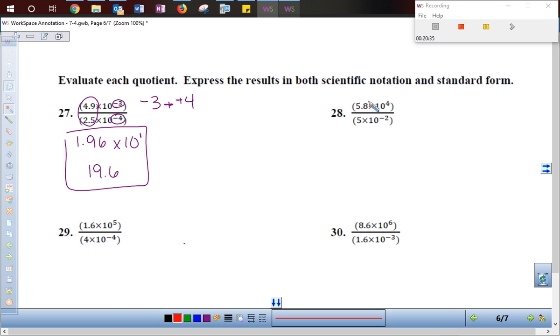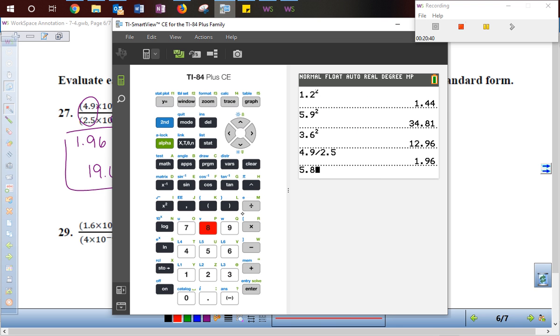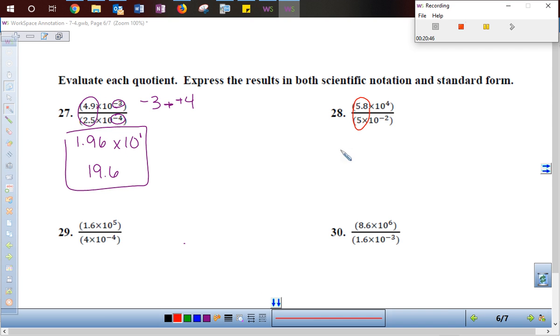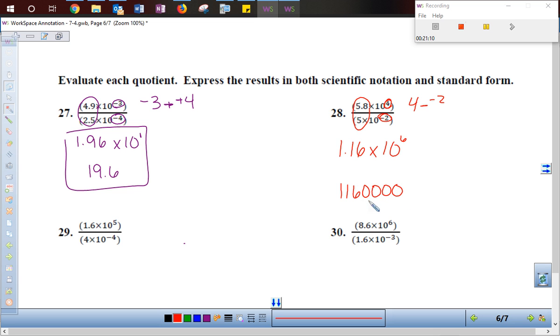I'm going to start by taking my numerator and dividing it by my denominator. So 5.8 divided by 5 gives me a result of 1.16. Then I'm going to multiply that by 10 to the power of 4 minus negative 2, which turns into a positive 6. Now to write that in standard form, I'm going to move my decimal place 6 units to the right, which gives me 1,160,000.